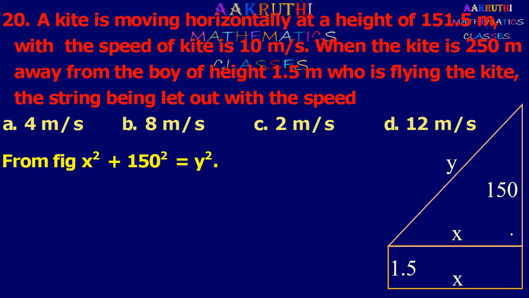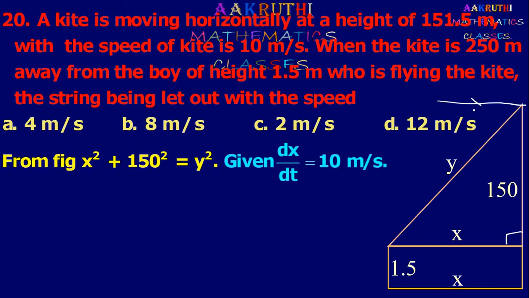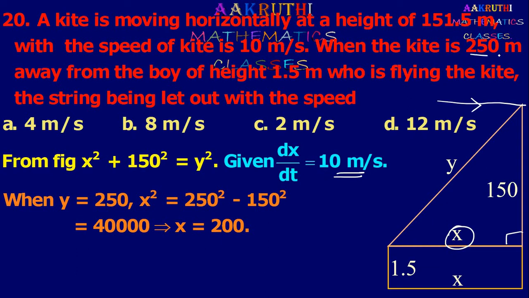So from the diagram we can write x square plus 150 square equal to y square. First we find the relation between x and y. Here this angle is 90 degrees. Since the kite is moving horizontally, x is changing at the rate of 10 meter per second, so dx by dt is 10 meter per second. Now it is given the kite is 250 meter from the boy, so y equal to 250. We have to find the x value when y equal to 250.